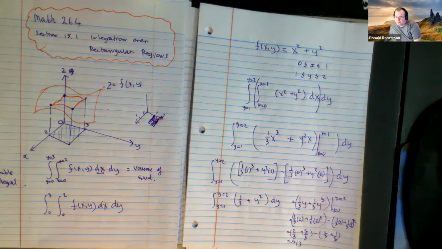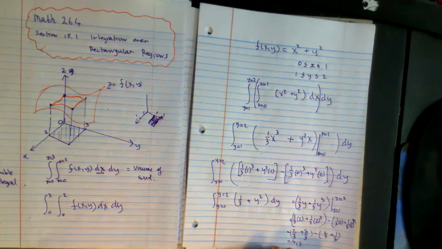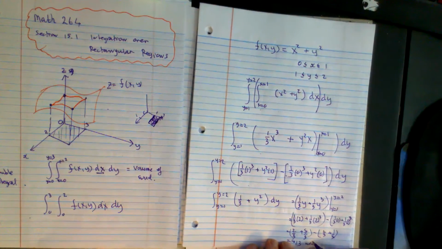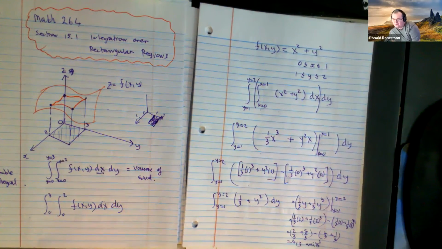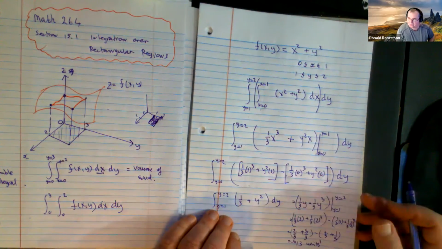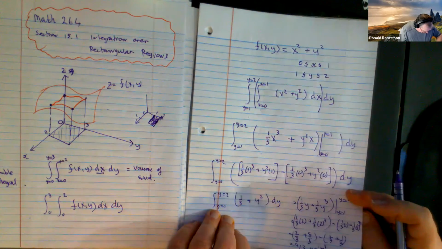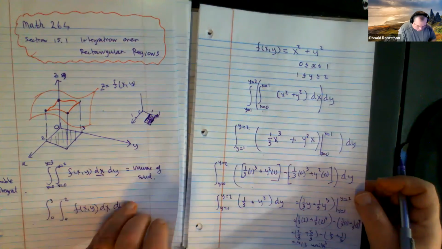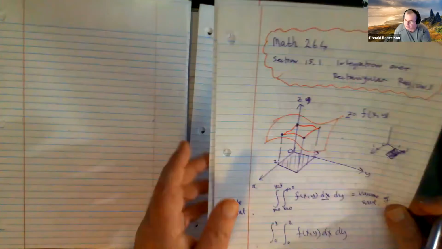Are we good? You need units. Okay, if you need units, cubic units. I mean, if the thing was in centimeters, I guess it'd be cubic centimeters. Are we good with that? Right, so what I want you to get from this is the process of how to do double integrals, right? How to do double integrals.